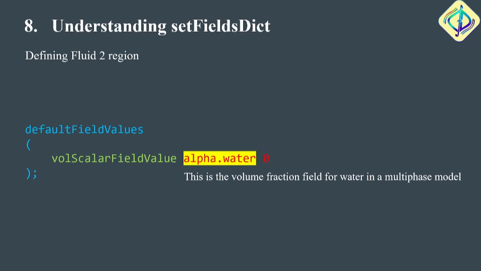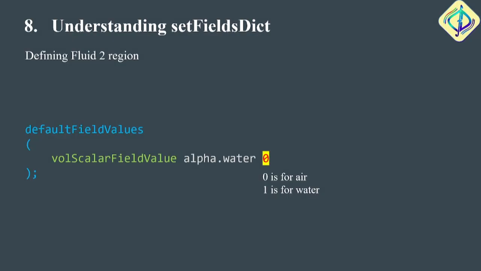Now in this case, that volume field value is alpha dot water. Alpha dot water is your volume fraction, and it is usually used in multi-phase cases. You will learn in depth about this when you are doing the multi-phase tutorial. And we then assign a value 0. Now in multi-phase, you have two values. It ranges between 0 and 1, 0 being for air and 1 being for water. So in this default field values, we have specified the entire domain to be 0, that is air. So anything set by default within this entire domain will be air.